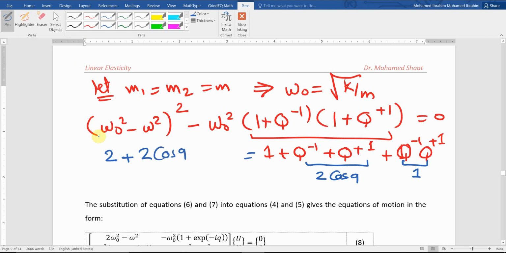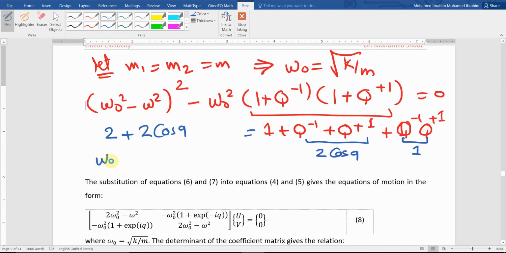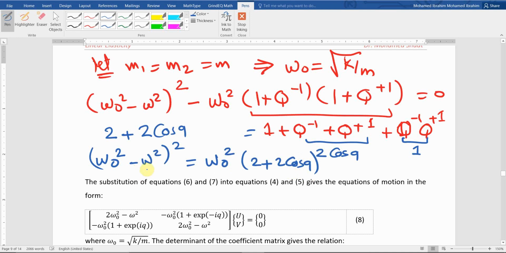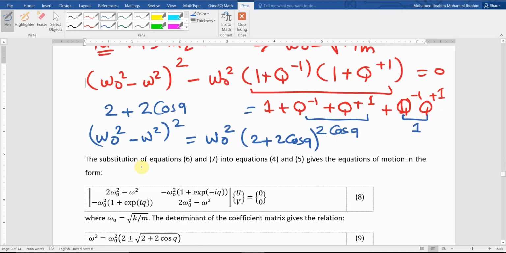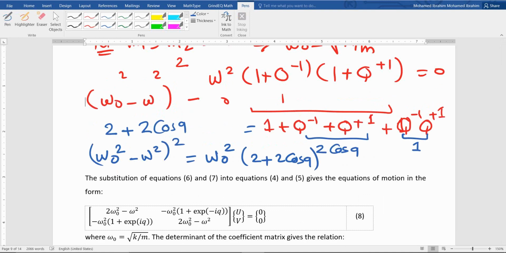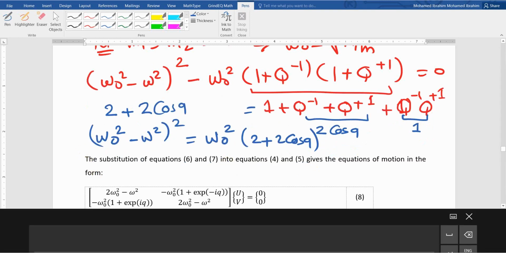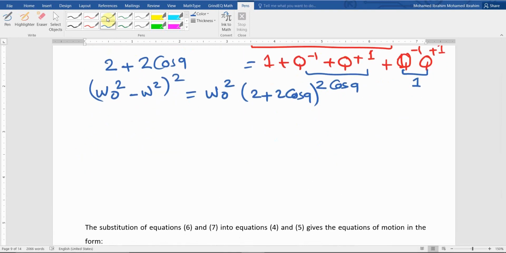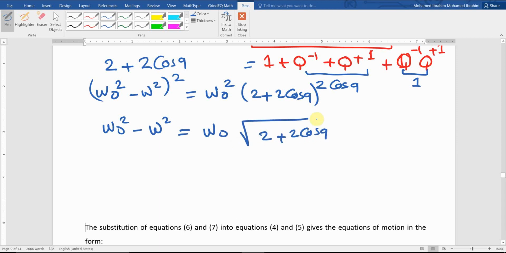So if we plug this here, we end up with the equation omega 0 squared negative omega squared, squared, equals, if we move this one to the other side, the omega 0 squared times 2 plus 2 cosine q. Make sense? Then we can take the square root of this term. So this gives us omega 0 squared negative omega squared equals omega 0 times the square root of 2 plus 2 cosine q.